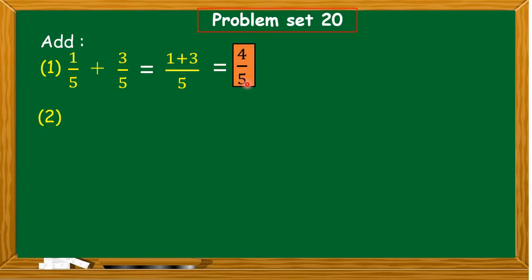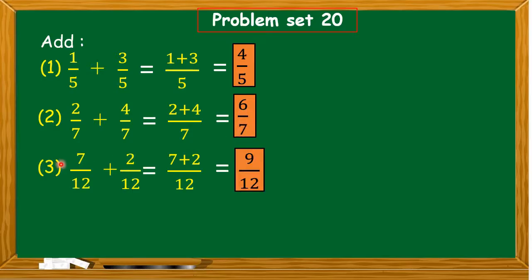Next example, 2 upon 7 plus 4 upon 7. Now here we write 7, the denominator, as it is, and we will add the numerators. So we get 2 plus 4 upon 7, which is equal to 6 upon 7. One more example is shown here.